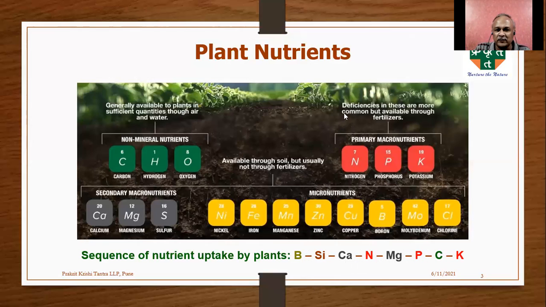It's not that you provide nitrogen only and the plant will be able to grow. If boron is in deficiency, all other nutrient uptake will be affected. And suppose boron is present, but silicon is not, which is most unlikely actually. Come to the next, say for example, calcium. Boron and silicon are available, but calcium is in shortage. Then also the nutrient uptake and utilization will be affected, and it will affect the plant health. Problems will be there. Similarly, if these three are available but not nitrogen, these will be affected. So this is how the series goes on.